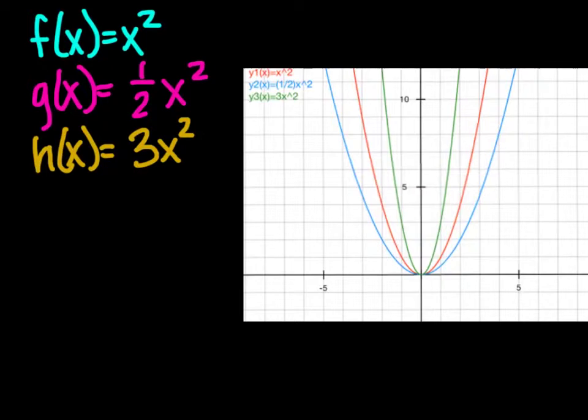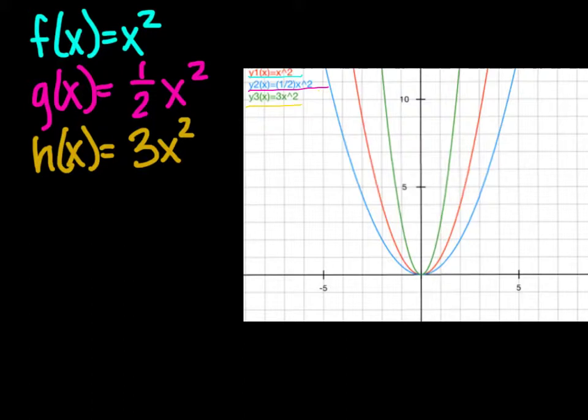So let's begin. Here is our first set of equations. If we look at this, we have f of x is equal to x squared, g of x is equal to 1/2 x squared, and h of x is equal to 3x squared. And we can also see these on this graph. Here's our yellow, that is our g of x, and I need to make this a little skinnier so it's not taking up the whole thing. So there is our h of x, here's our g of x, and I'll change that to pink, and there is our h of x.